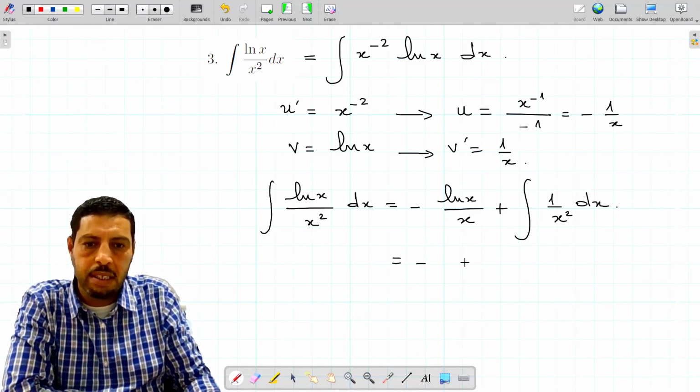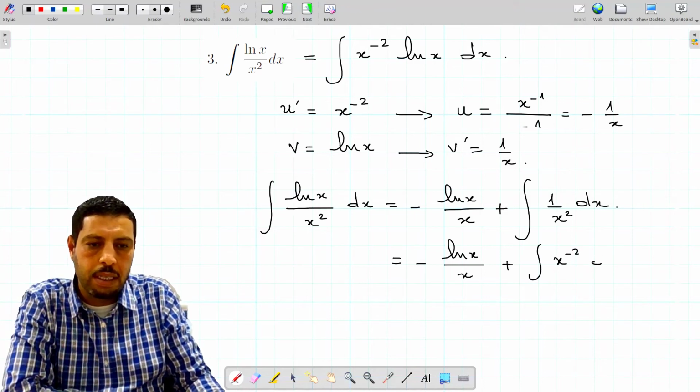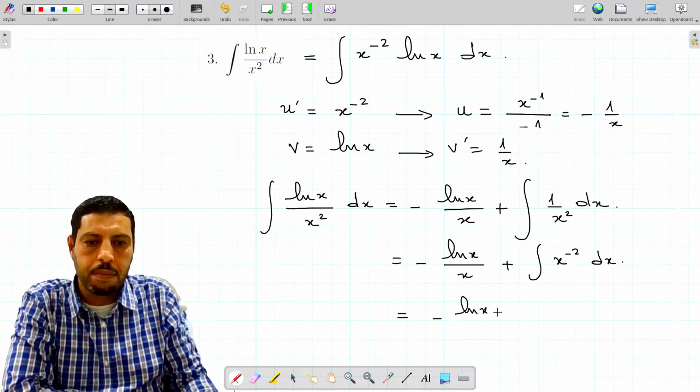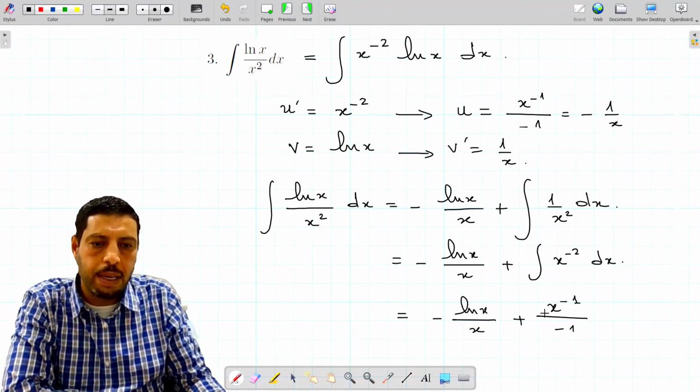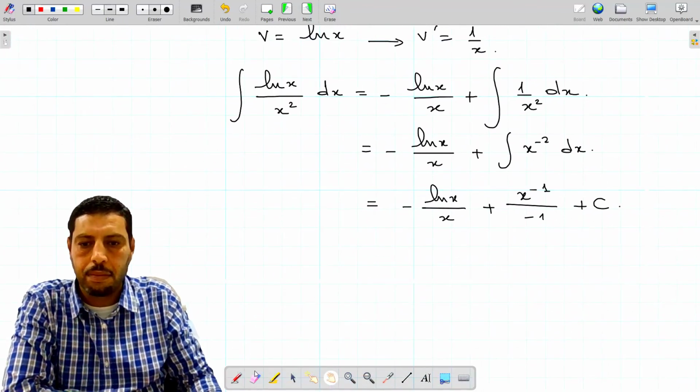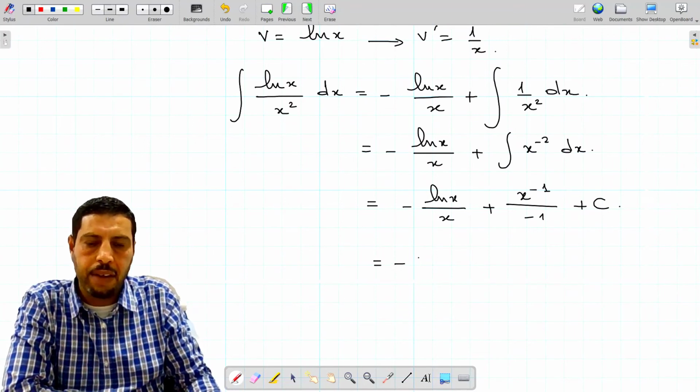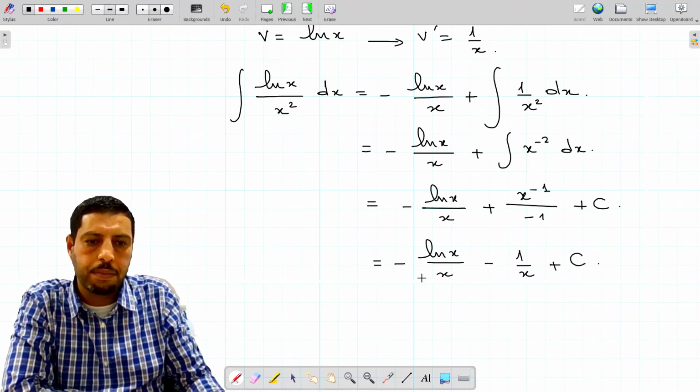So let's rewrite it. So minus ln of x over x plus the integral of x to the power of minus 2 dx. And again here, use the power rule. So you will get minus ln of x over x plus x to the power of minus 1 over minus 1, or simply minus 1 over x, and don't forget plus c. So the final result is minus ln of x over x minus 1 over x plus c.